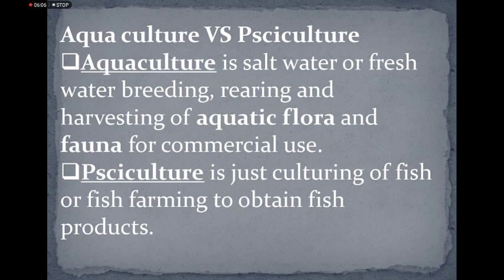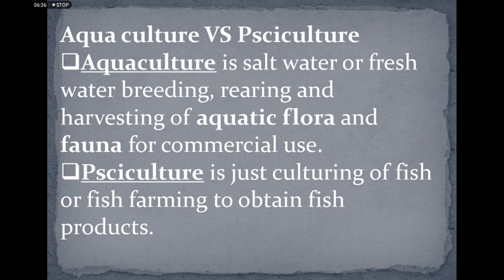Then there are some confusing terms. That means aquaculture versus pisciculture. Aquaculture is the saltwater or freshwater breeding, rearing, and harvesting of aquatic flora and fauna for commercial purposes. That means it includes all the fields. Fauna means aquatic animals, flora means aquatic plants, for commercial purposes.